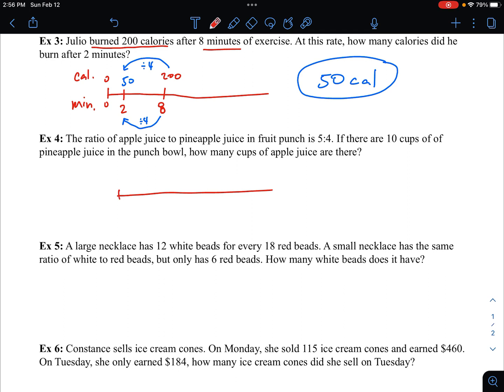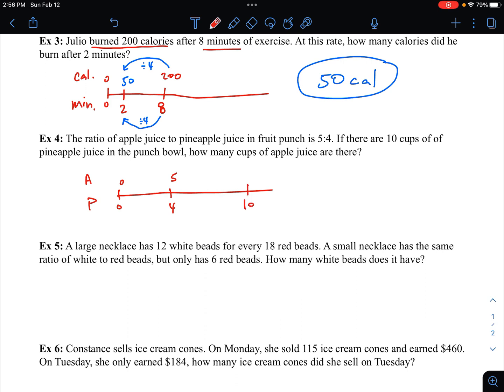So let's go ahead and write apple juice and pineapple juice. A and P. My apple juice is 5. My pineapple juice is 4. And it says that there are 10 cups of pineapple juice. All right, so where is the 10? 10 goes down here. It is the pineapple juice.